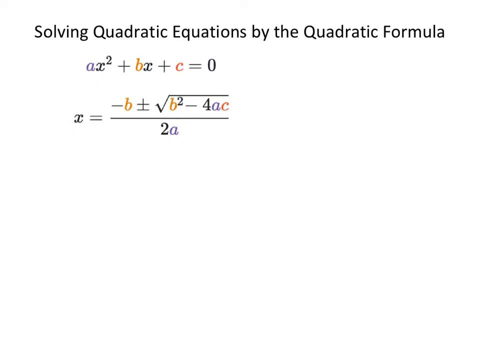Hello students, today we're going to be going over solving quadratic equations using the quadratic formula. You have already watched videos about this on Khan Academy, but a lot of students said it was confusing, so we'll just go over it again. Solving quadratic equations with the quadratic formula is one of the ways to solve quadratic equations.